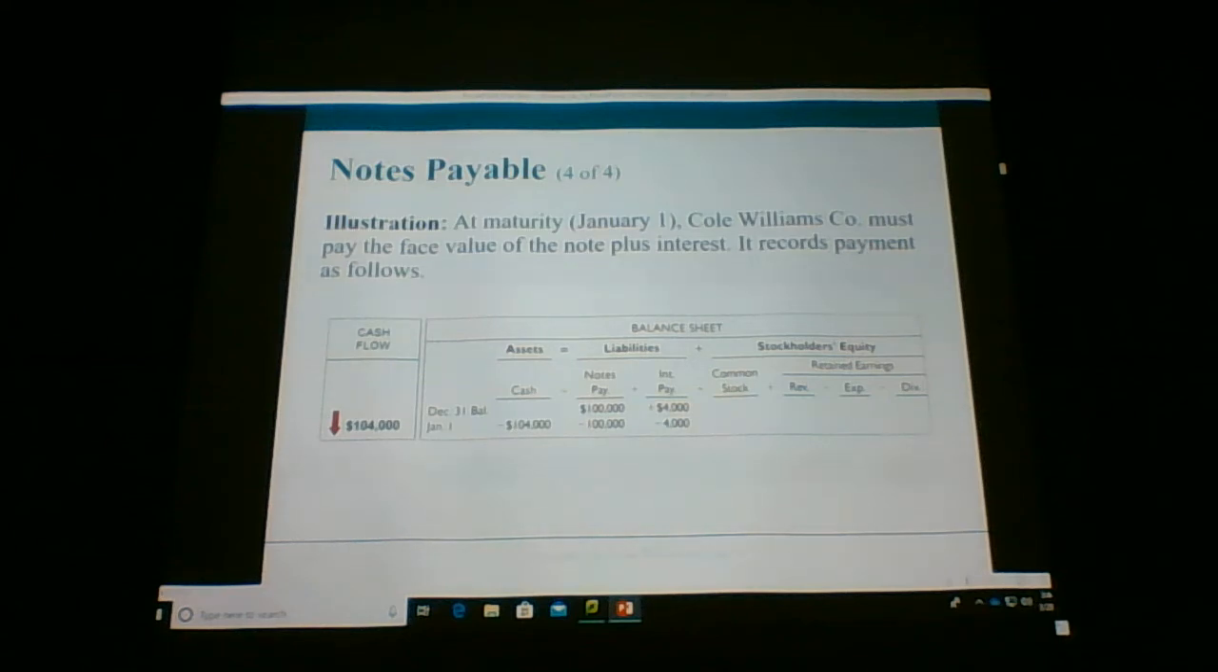I've already talked about this somewhat, but when this note actually matures, remember we said it was going to mature on January the 1st. They borrowed the money on September the 1st. That's a period of 4 months. They're going to pay the face amount plus the interest. So this is what we have happening in terms of our accounting records. Cash is going to go down $104,000. $100,000 that they owed plus the $4,000 in interest that they owed.